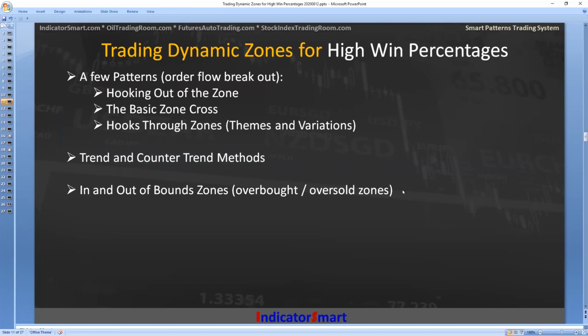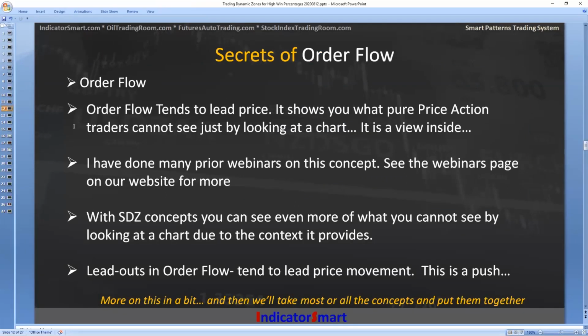Now, this one's kind of interesting, and this works pretty well in the ES. It doesn't work quite as good in, say, crude oil. But where the zone itself gets out of bounds on the indicator, the indicator goes from 0 to 100. So if you take 80 as an overbought level and 20 as an oversold level, when the zone itself moves out of bounds or close to it, those are also key departure areas, or can be, particularly in the ES. And we'll look at some of those in a minute.